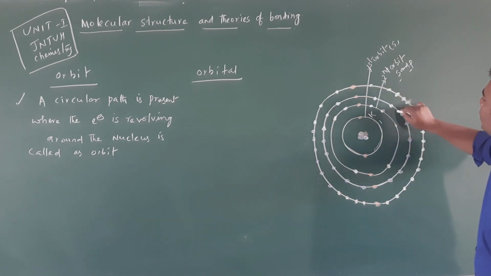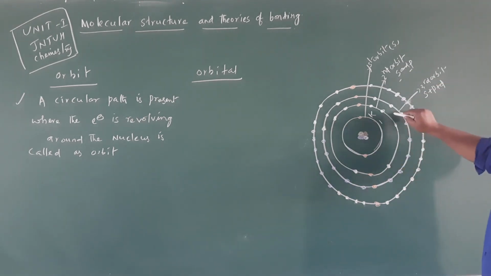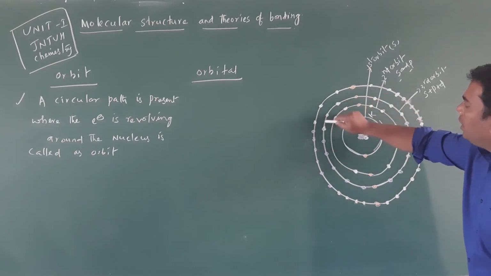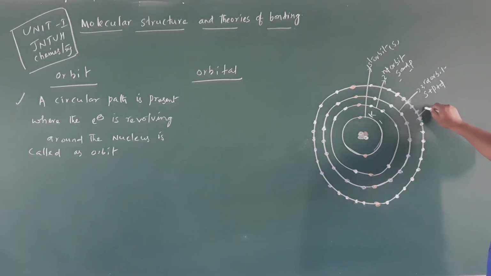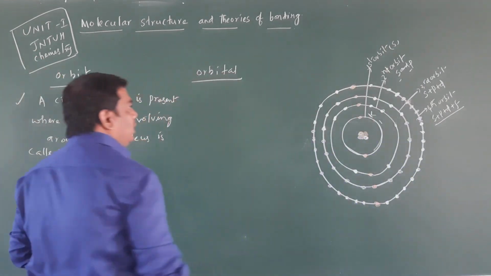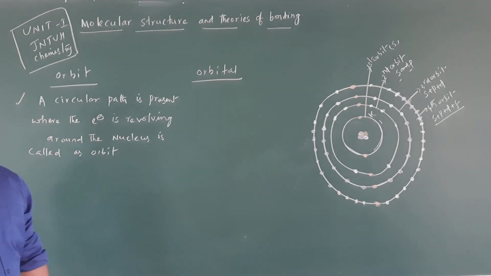This is the third orbit. In this third orbit, s electrons plus p electrons and d electrons are revolving around the nucleus. This is the fourth orbit. In this fourth orbit, s electrons, p electrons, d electrons and f electrons are revolving around the nucleus. Okay, so orbit is a circular path where the electrons are revolving around the nucleus.